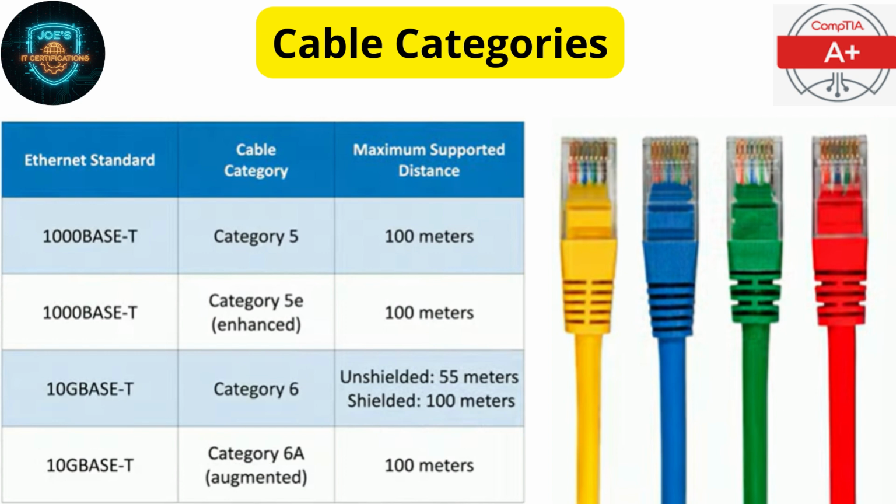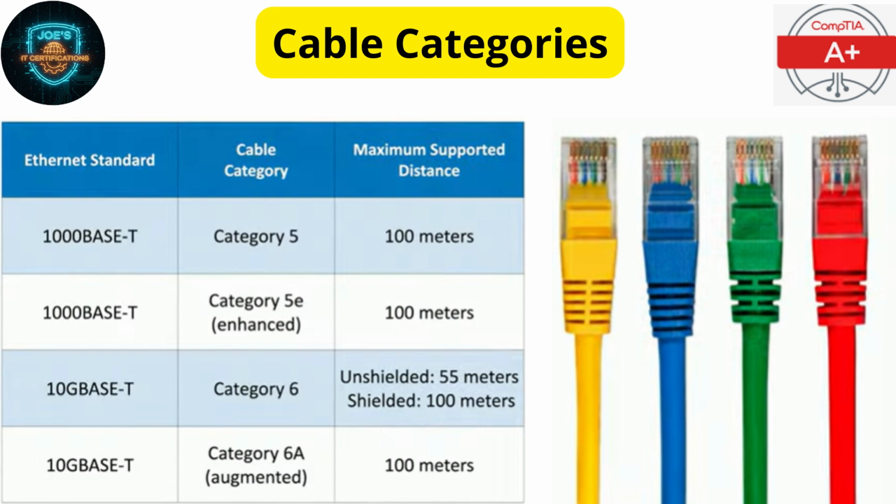If you're running 10 gigabit speeds, then you may be running 10GBASE-T, which is 10 gigabit Ethernet over unshielded twisted pair cable, and you would need a minimum of Category 6 cable. If you're using Category 6 cable that is unshielded, it can run for a distance of 55 meters. And if this Category 6 cable is shielded, it can run for a maximum of 100 meters. And if you're using Category 6A, the A stands for augmented, then you can run that same 10 gigabit Ethernet network to a distance of 100 meters.